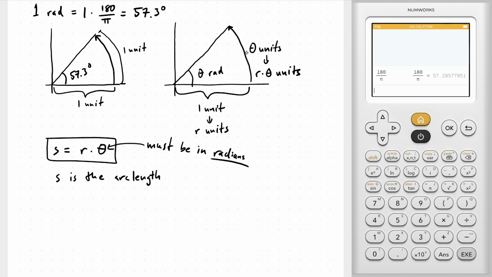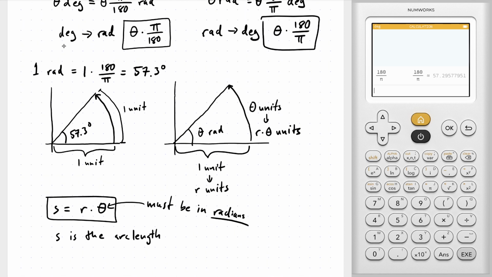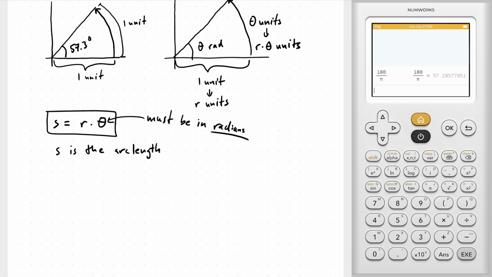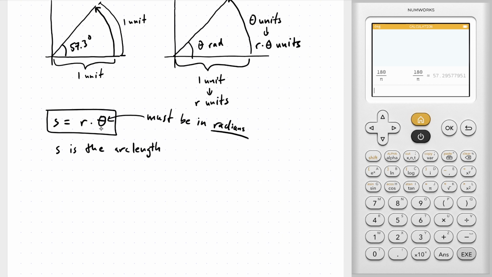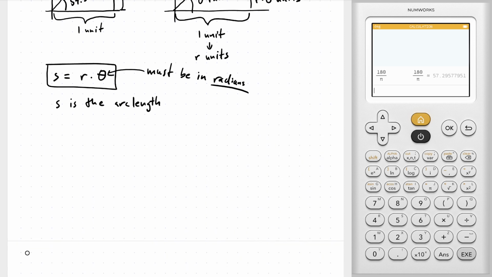And of course, if you have an object moving in a circular motion, it's going to follow a circular arc. So the length of the arc is going to be a key component in describing the motion of something that's moving in a circular path. Okay, so we have our important formulas. We have the formula that given degrees will give us the number of radians. Given radians will give us the number of degrees. And finally, our formula right here, which given the radius and the angle will give us the arc length. Okay, so given those pieces of information, let's do a couple examples.